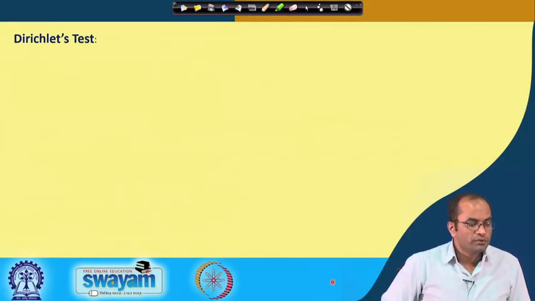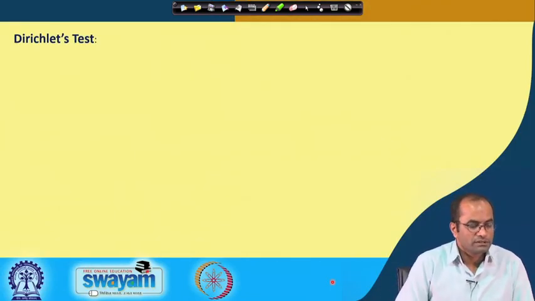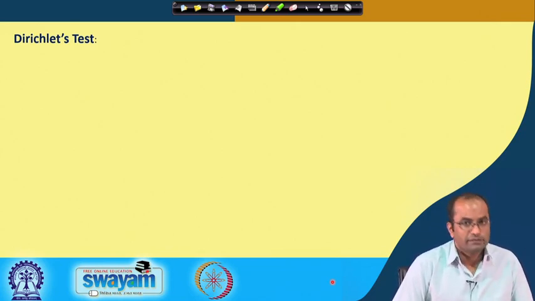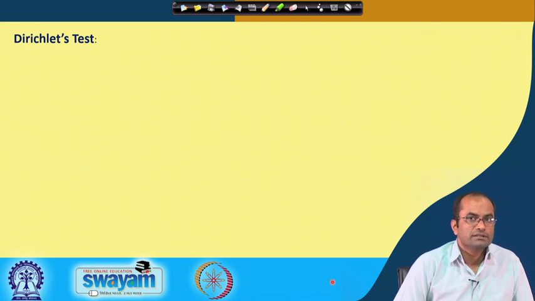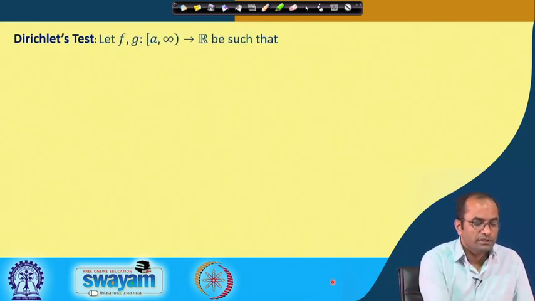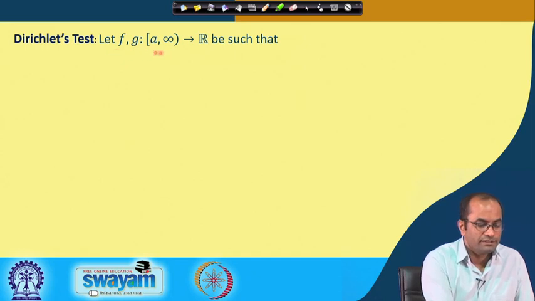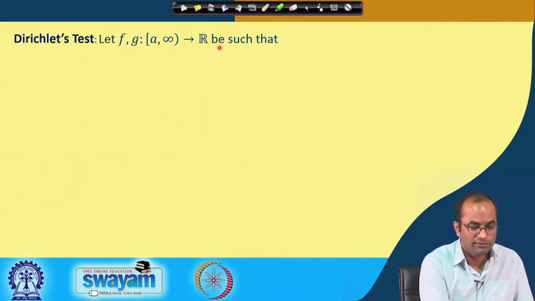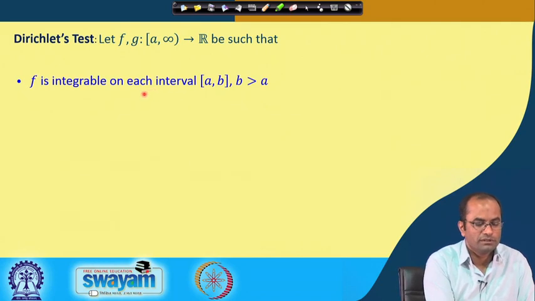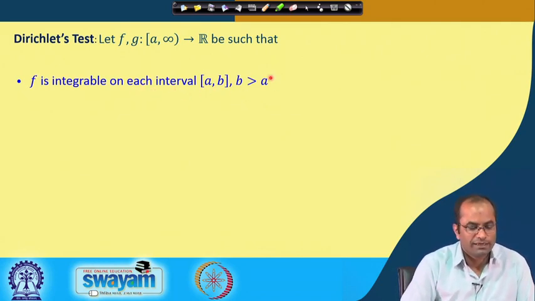Now, we have one more test which was not discussed in the previous lecture, that is called the Dirichlet test, and this is again a very important test for testing the convergence of improper integrals of type 1. So, here we suppose that f and g are two functions defined from a to infinity, taking real values, and they are such that f is integrable on each interval a, b, where b can take any value greater than a.